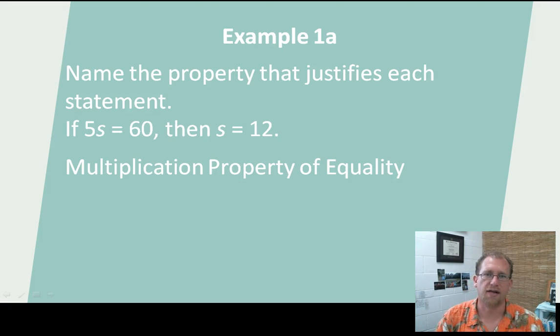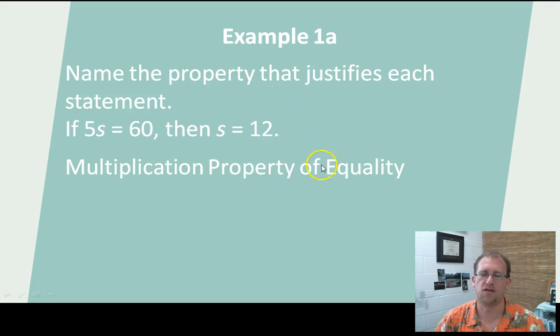So let's look at an example here. Name the property that justifies each statement. If 5s equals 60, then s equals 12. Well, that's a simple algebraic statement, and to find s, you would just divide both sides by 5, right? To isolate s by itself, you divide both sides by 5, and that would give you the answer that s is 12. But what did you do?